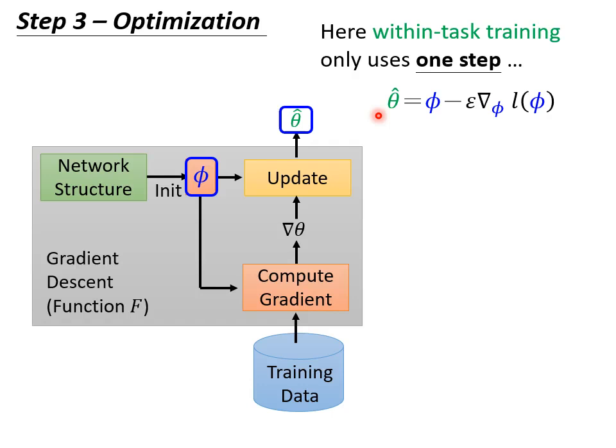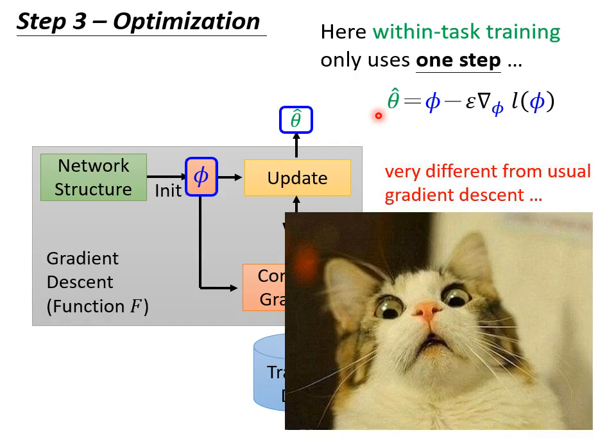If this is the first time you learn MAML, you may feel very surprised, because we only update once to obtain the parameter theta hat. Your gradient descent algorithm only updates the parameter once to obtain the network parameter. This is very different from the usual gradient descent.